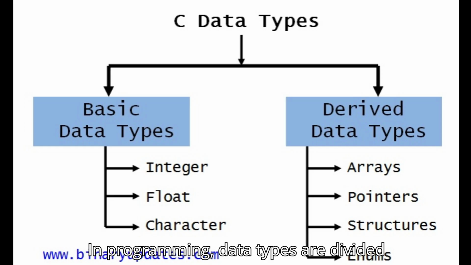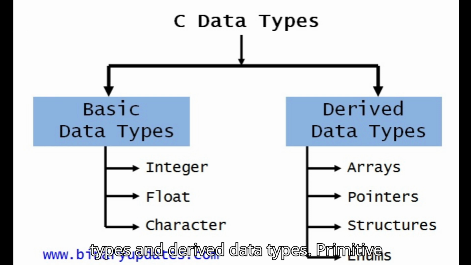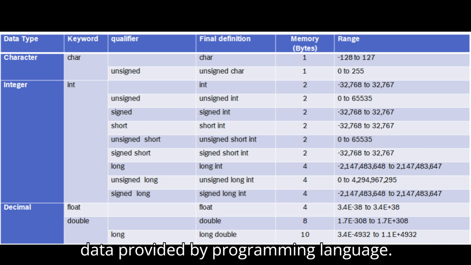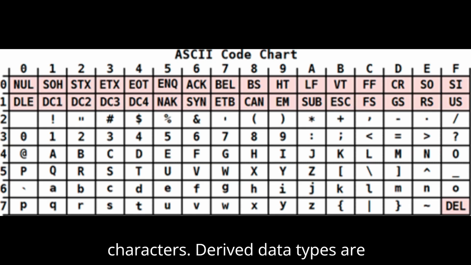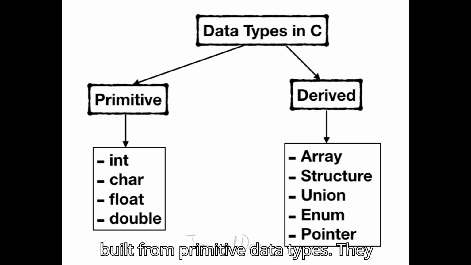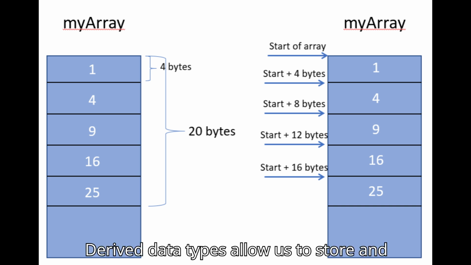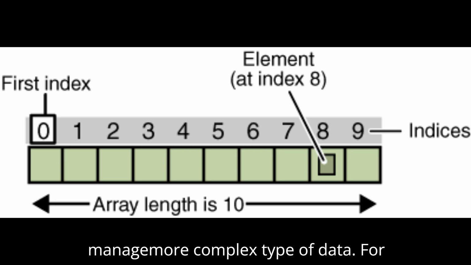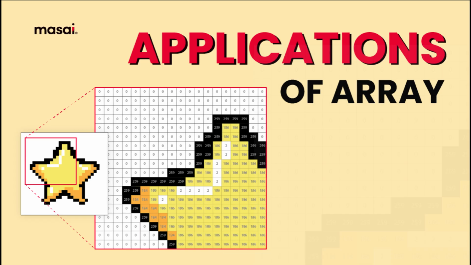In programming, data types are divided into two main categories: primitive data types and derived data types. Primitive data types are the most basic type of data provided by the programming language. They store simple values, like numbers or characters. Derived data types are built from primitive data types. They store multiple or more complex data. Derived data types allow us to store and manage more complex types of data. For example, an array can hold many integers instead of just one.